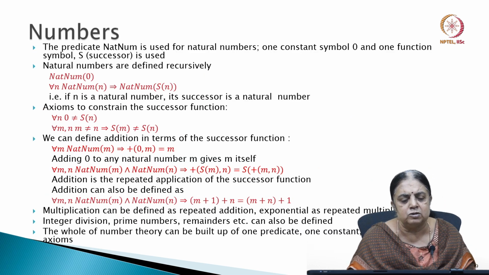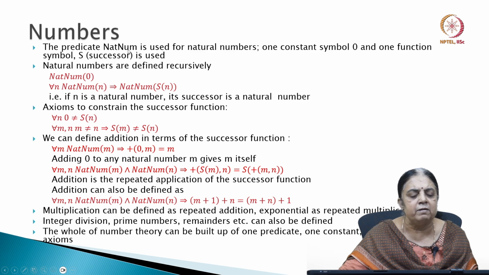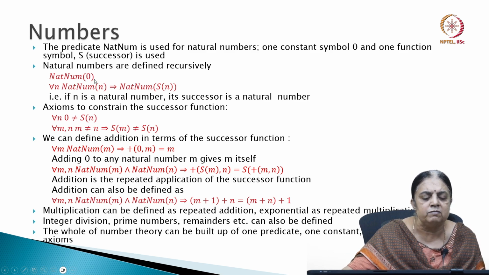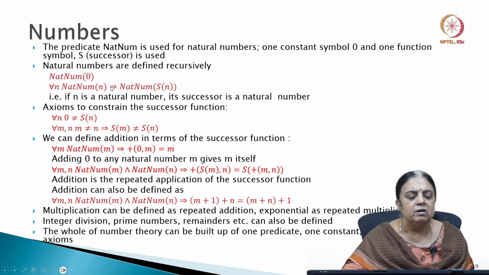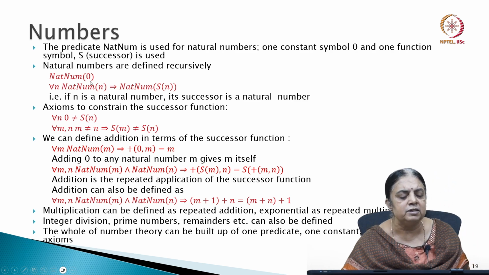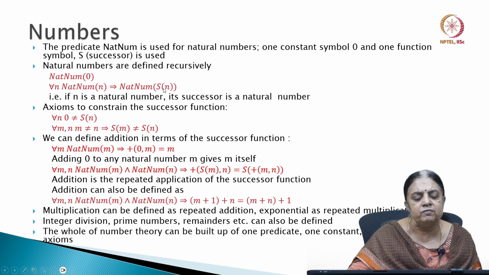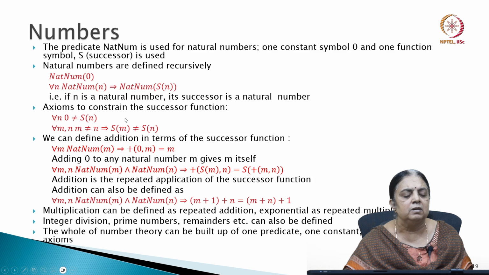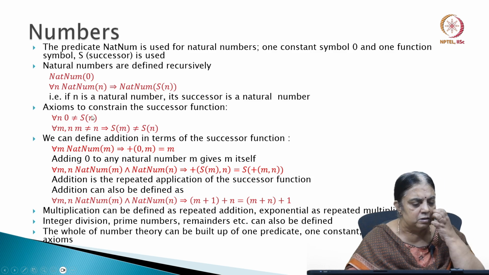Then for numbers also you can use predicate logic. So you are going to use NatNum. Okay, so NatNum is a basic predicate which you are using for natural numbers. You are using one constant symbol 0 and one function symbol s, which is the successor. So you can use this successor to represent anything. For example, NatNum 0 if you say, so you are saying 0 is a natural number, right? And you are saying for all n, NatNum n implies NatNum successor of n. Okay, so if n is a natural number, then the successor of n is also a natural number. And you can constrain the successor function in this way. So you are saying that 0 is not a successor of any n.